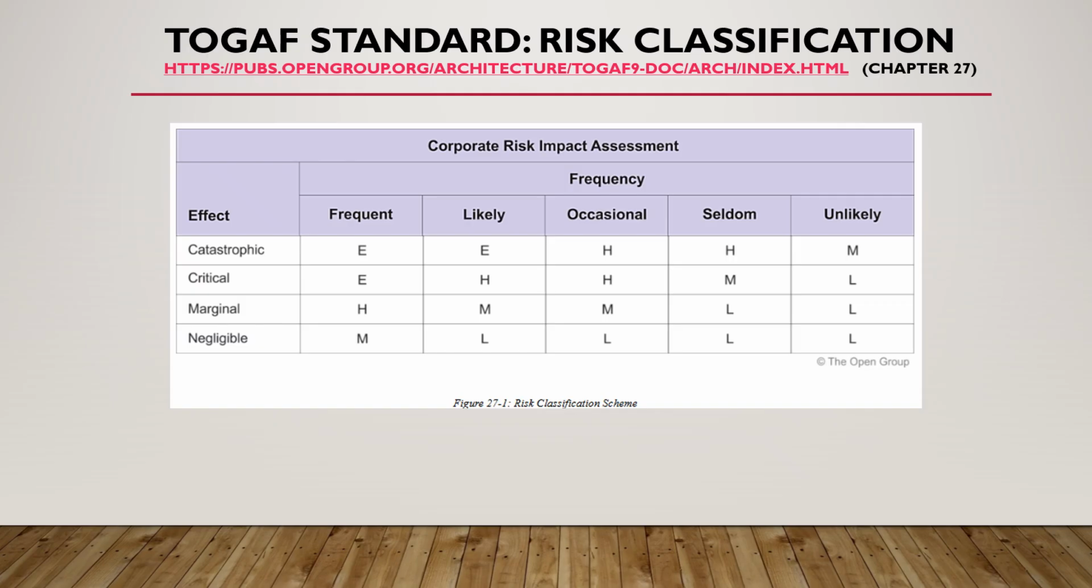The chart shown here is figure 27-1 from the referenced documentation. It is similar to other qualitative methods used in cybersecurity. The different potential levels of impact of an event are listed under the column entitled Effect. The frequency levels are listed above their respective columns. When the impact and frequency are calculated, it will result in a specific level of risk: E for extremely high, H for high, M for moderate, and L for low.